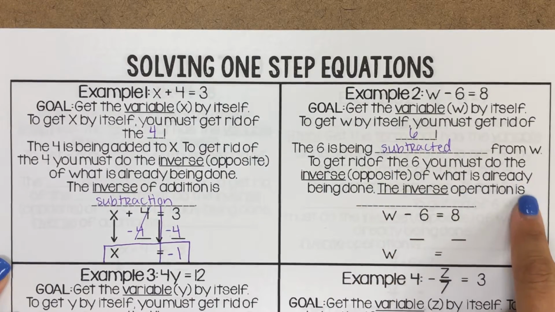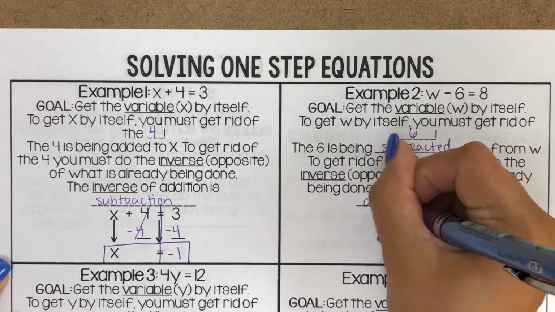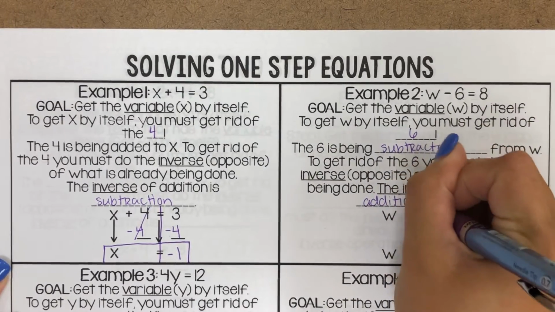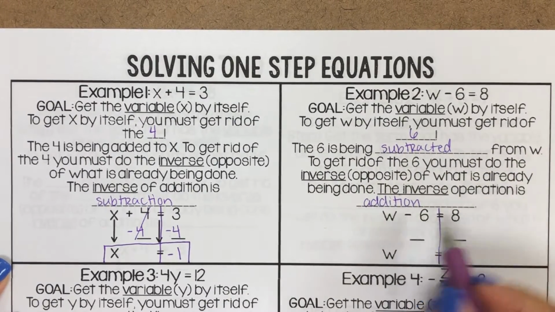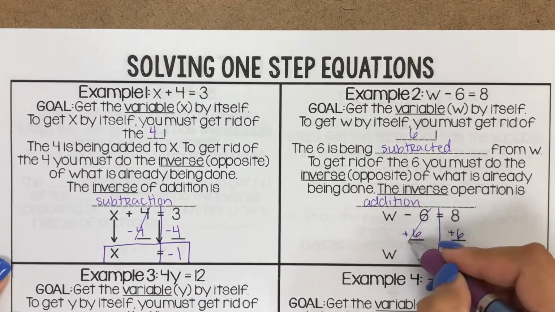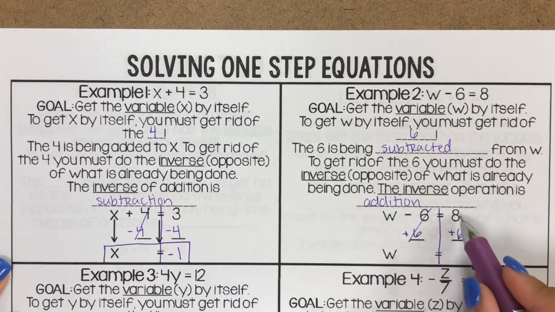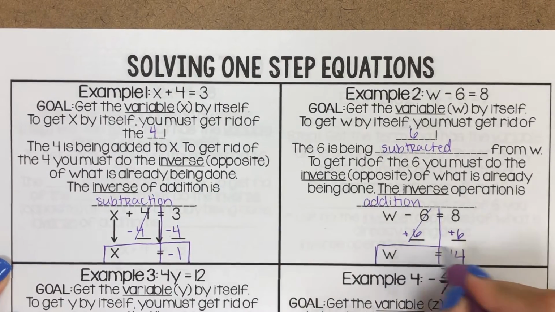If we know we have subtraction here, the opposite of subtraction is going to be addition. So to get rid of the minus 6, draw our line down the middle. Minus 6, we change it to a plus 6 on both sides. Those 0 or cancel each other out, bring down our w. 8 plus 6 is 14. So our answer is w equals 14.